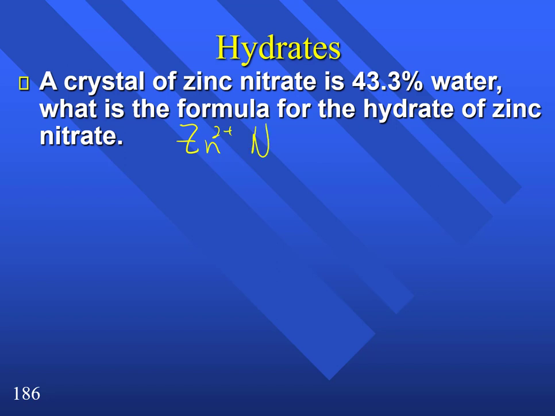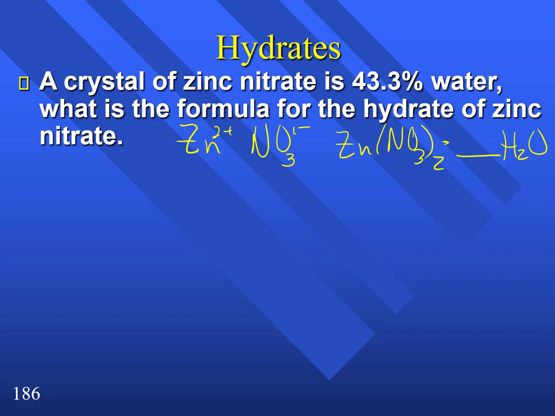Nitrate, nitrogen and some oxygen, that's from nitrate. Now I just have to remember that it was 3 oxygens and a -1 charge. So the zinc nitrate part is Zn(NO3)2 dot something H2O. We need to fill in that number.